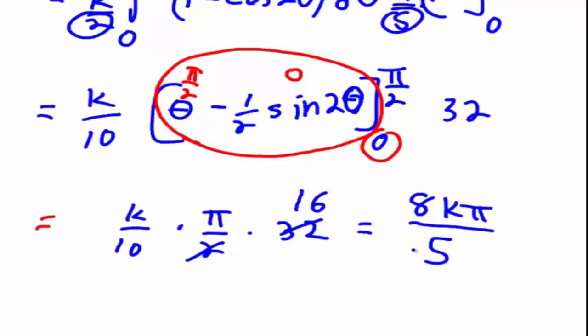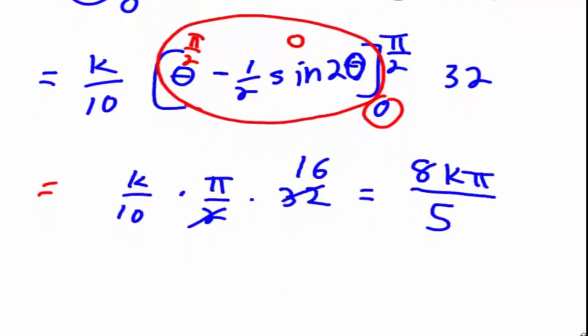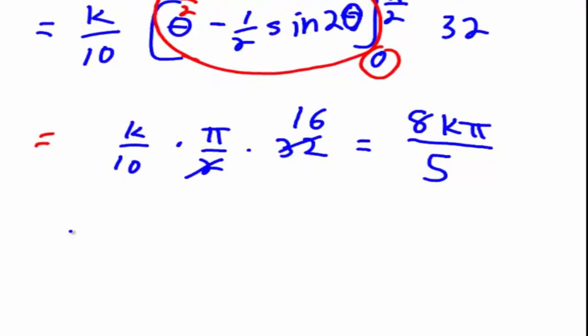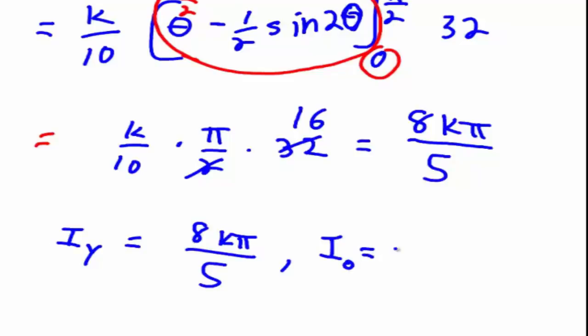Now, in a very similar manner, you can get that I sub y, the moment of inertia with respect to the y-axis, is the same actually, 8k pi over 5. It would be a very similar integral, very similar evaluation. And I sub 0 is equal to I sub x plus I sub y, which will just be 16k times pi over 5.